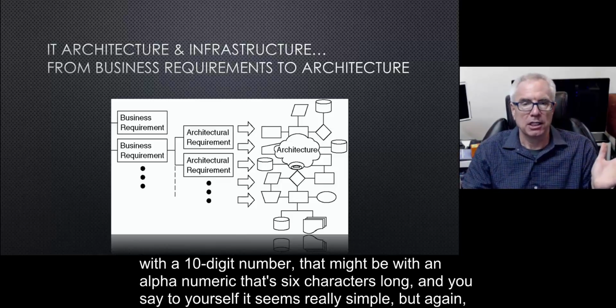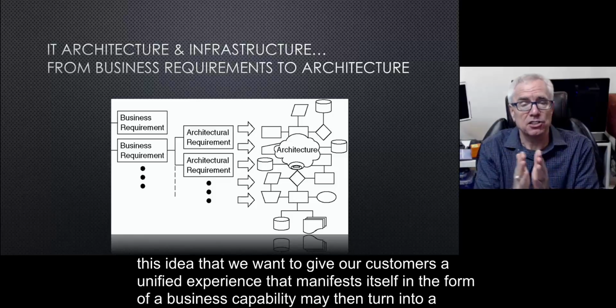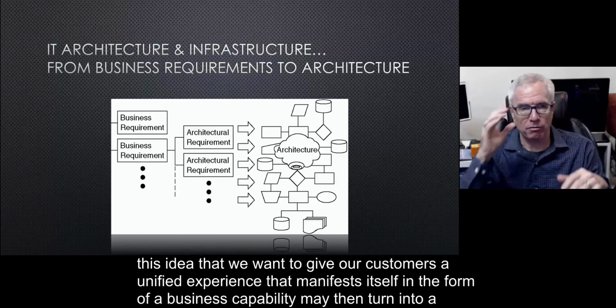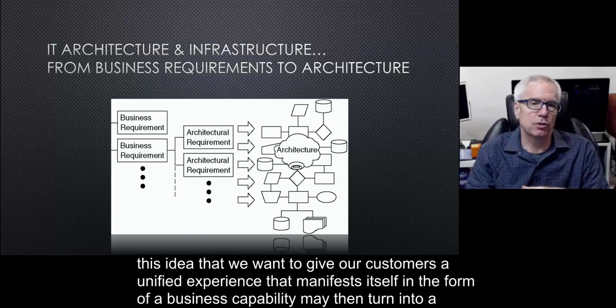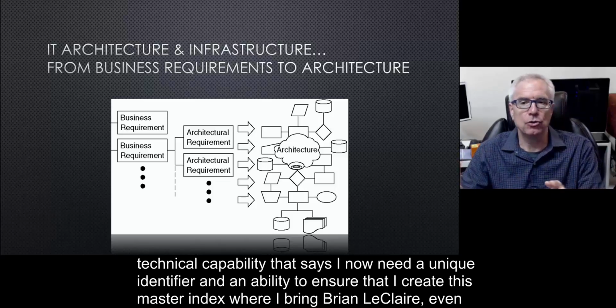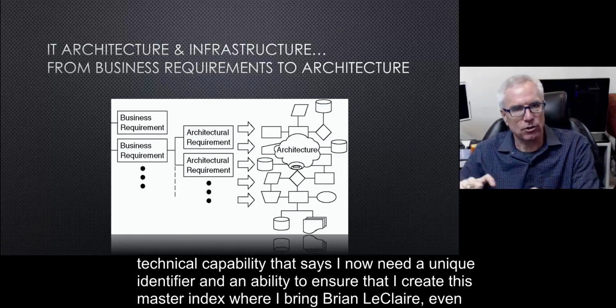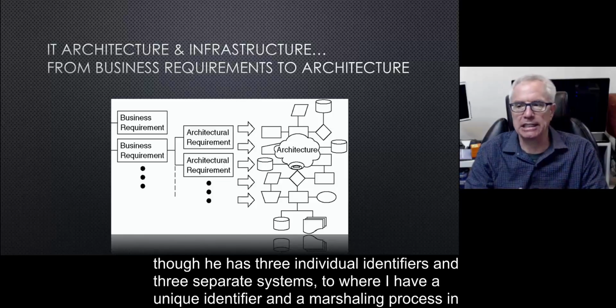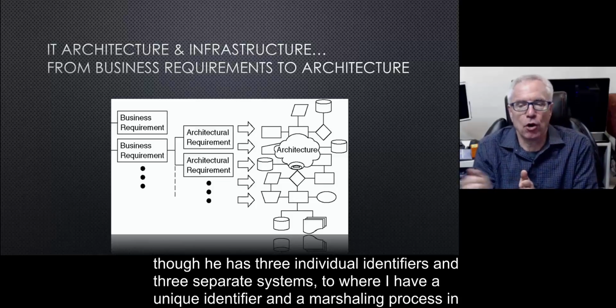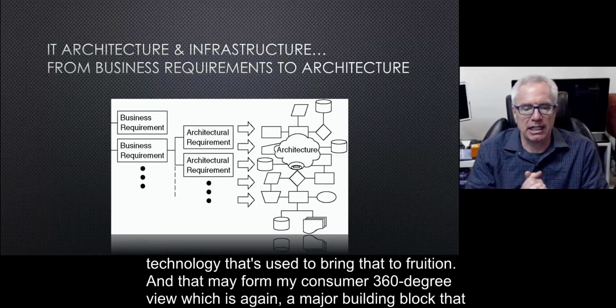And you say to yourself, it seems really simple, but again, this idea that we want to give our customers a unified experience that manifests itself in the form of a business capability may then turn into a technical capability that says, I now need a unique identifier and an ability to ensure that I create this master index where I bring Brian LeClaire, even though he has 3 individual identifiers in 3 separate systems, to where I have a unique identifier and a marshaling process and technology that's used to bring that to fruition.